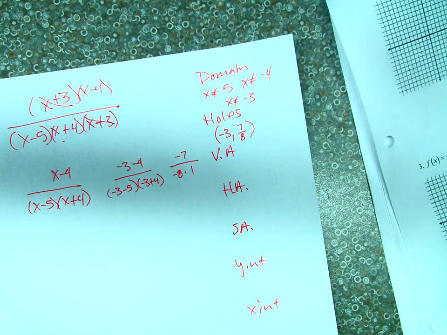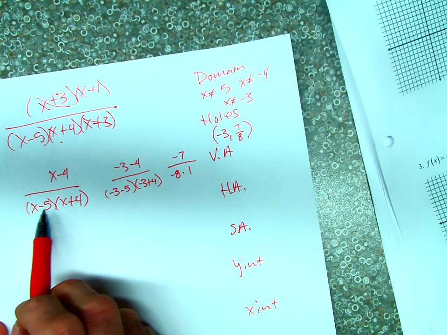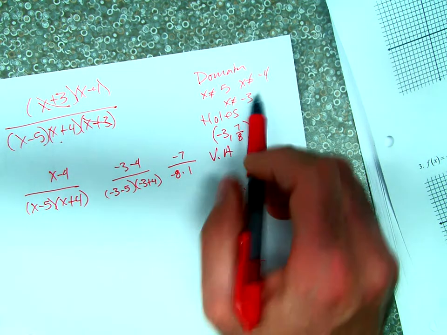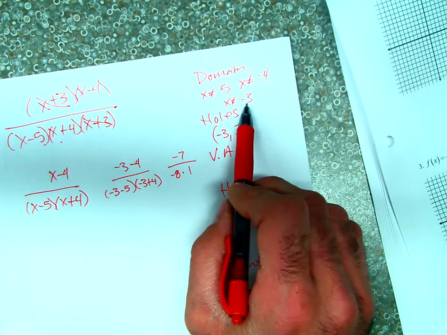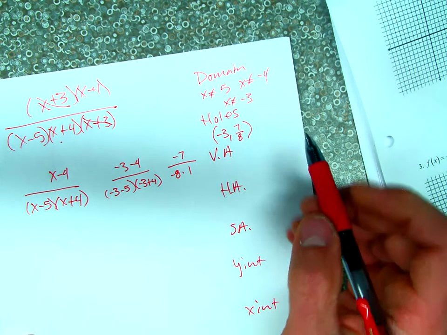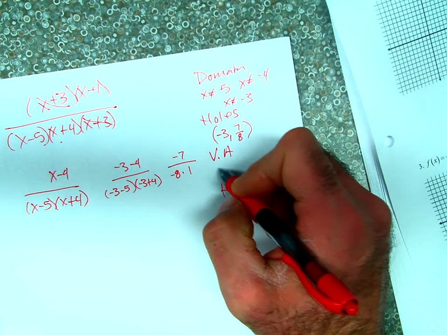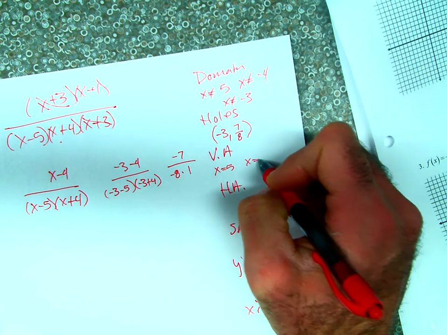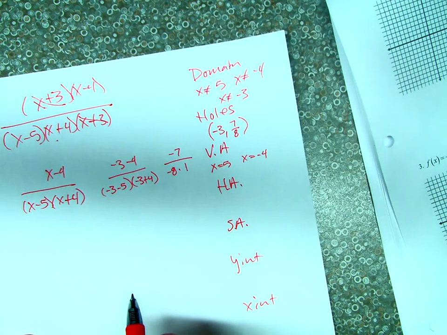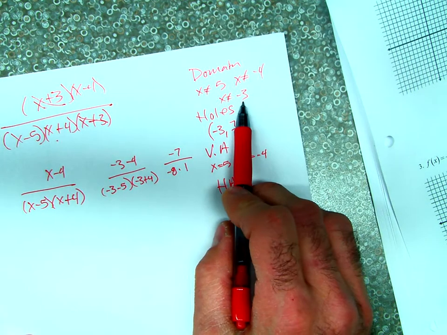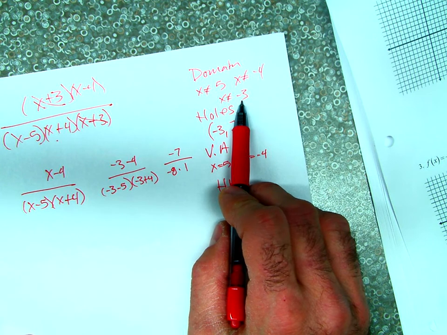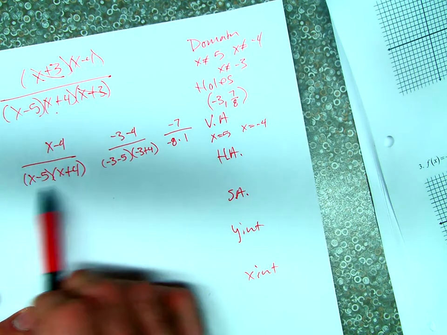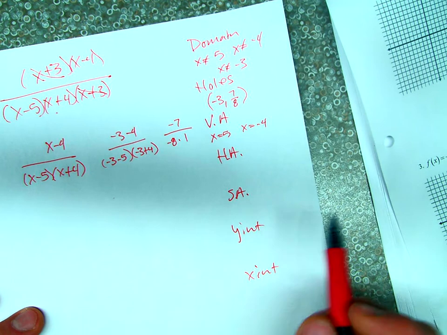Yes, good. Vertical asymptotes. Where do vertical asymptotes come from? The denominator. Or you can think of it as excluded values, but don't get mixed up with the hole. So vertical asymptotes, what are they? x is not -3. That's the hole, right? So I would look at the reduced form.